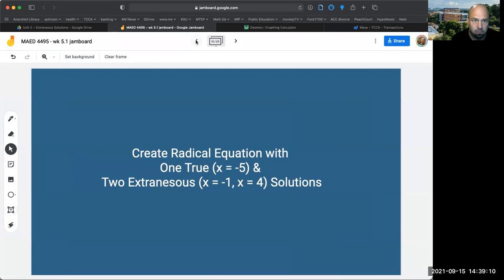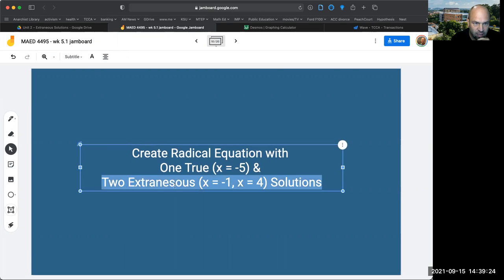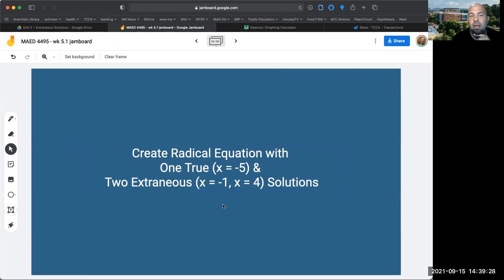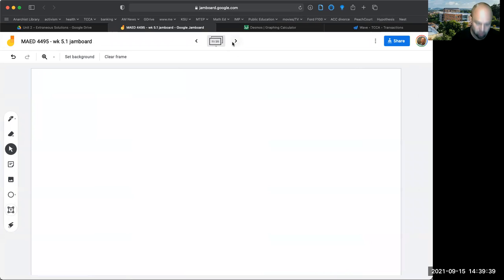So yeah, I'm going to add a couple slides to this week's Jamboard. How do you create a radical equation with one true and two extraneous solutions? That looks like I did not spell extraneous very well. Hold on, extraneous. I think that's it. I do want you to know I'm not going to expect that you be able to do this type of thing for your quiz or for future tests. I think this was just meant to be an extra challenge for a question.